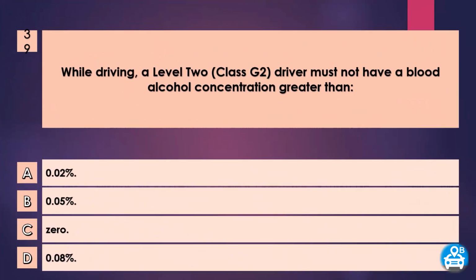While driving, a Level 2, Class G2, driver must not have a blood alcohol concentration greater than: A. 0.02%. B. 0.05%. C. 0. D. 0.08%.